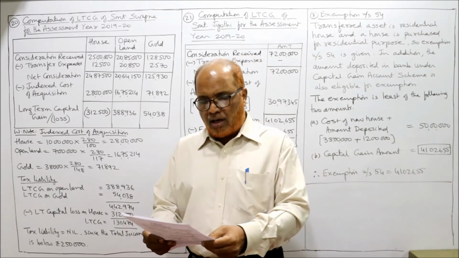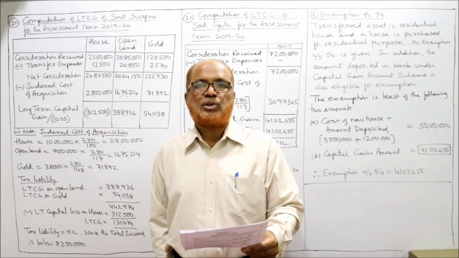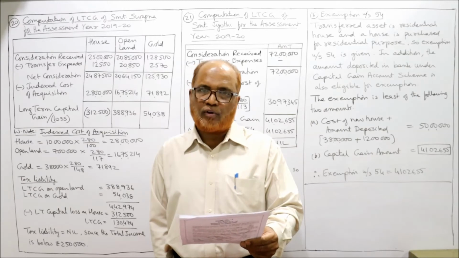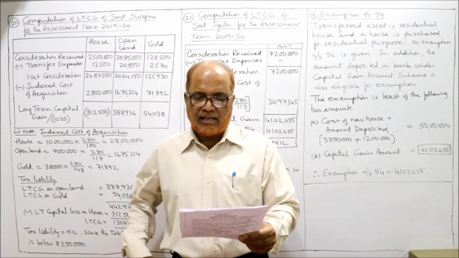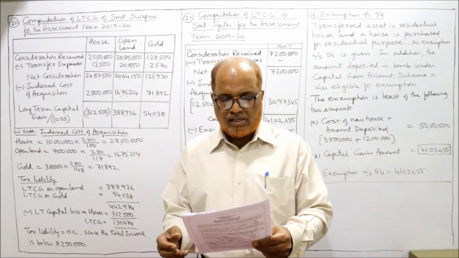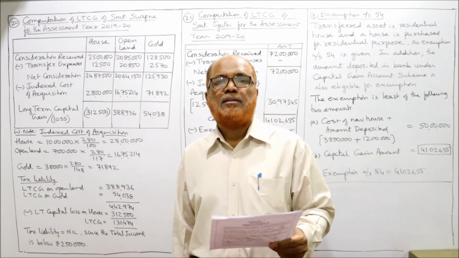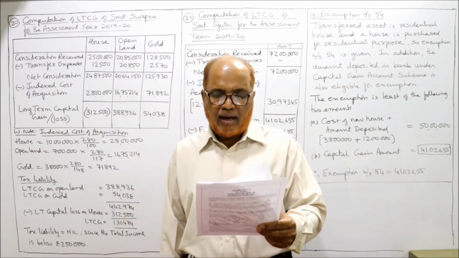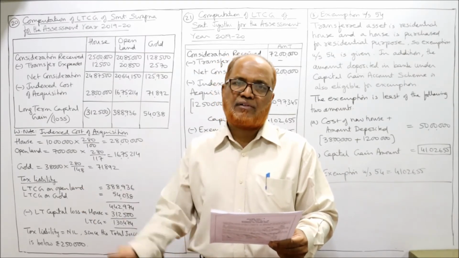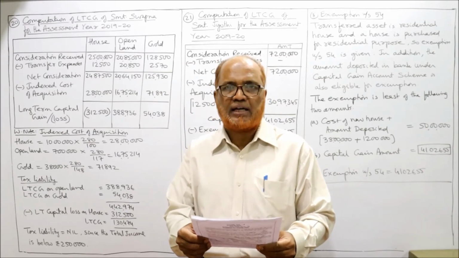So the particulars: house let out for commercial use, open land in city, gold. So 3 assets she is selling. What are the 3 assets? House let out for commercial use, open land in city and gold. Date of purchase. First of all, we'll see the date of purchase. House 21st March 1999, that means before 2001. And open land in city 1st May 2005, after 1st April 2001. Then gold 4th May 2009.